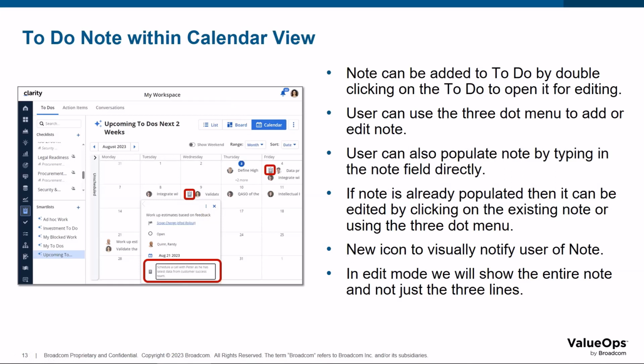There is a new icon to visually indicate if a note is already being populated, which is the same icon that we had in the board view, which is right here. And in the edit mode, the user will see the entire note and not just the 3 lines.